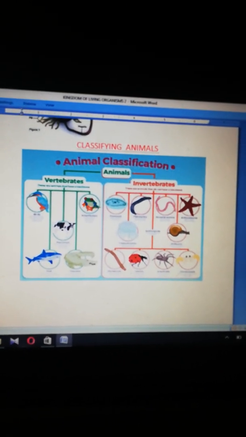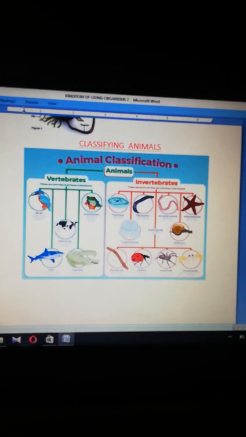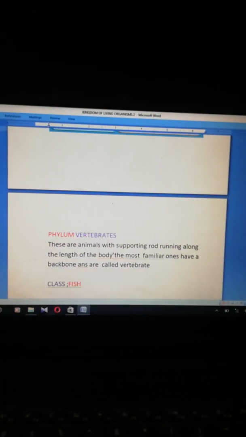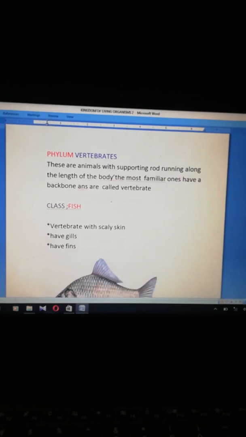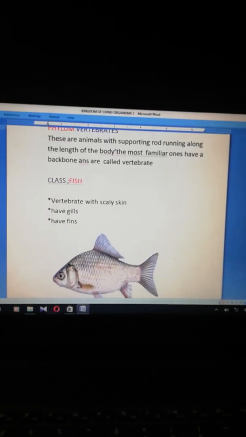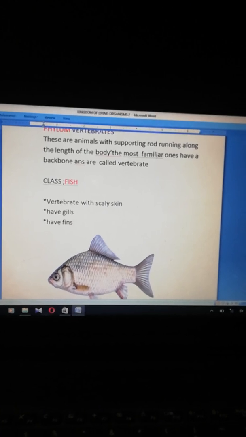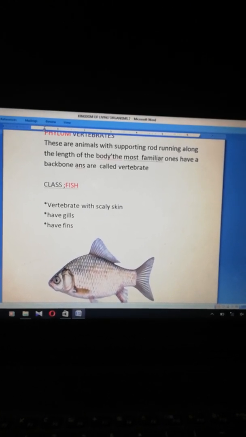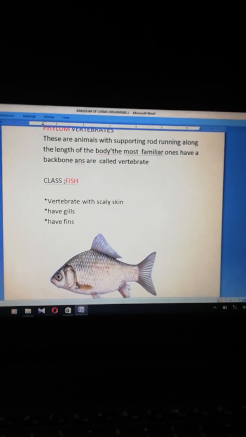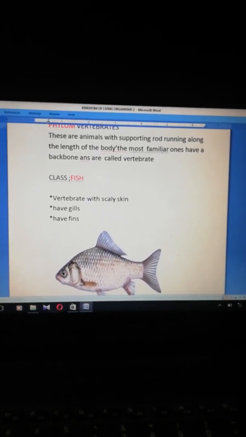Classifying animals. Most animals are classified into two groups. One is vertebrates, another one is invertebrates. First of all, we see about vertebrates. These are animals with a supporting rod running along the length of the body. The most familiar ones have a backbone and are called vertebrates.